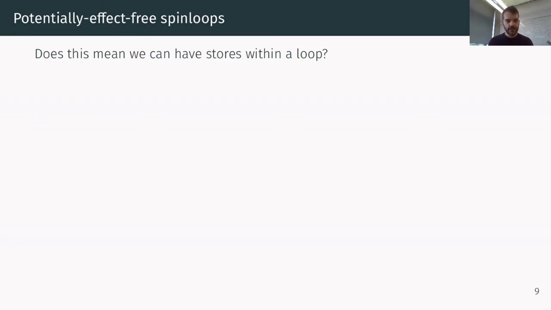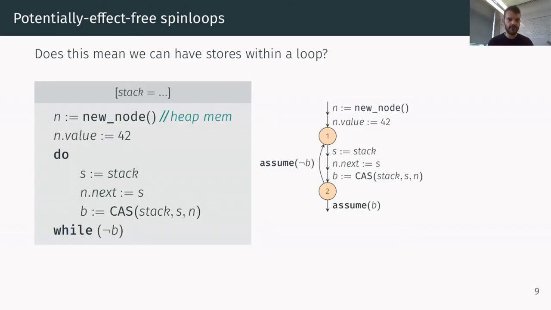So does this also mean we can have stores within a loop? The answer is yes, under some conditions, and I'm going to show you this with an example. So this code here is extracted from the Treiber stack benchmark. It's from the push method of this benchmark. And what the code here does is that it first creates a new node. This allocates new memory on the heap.